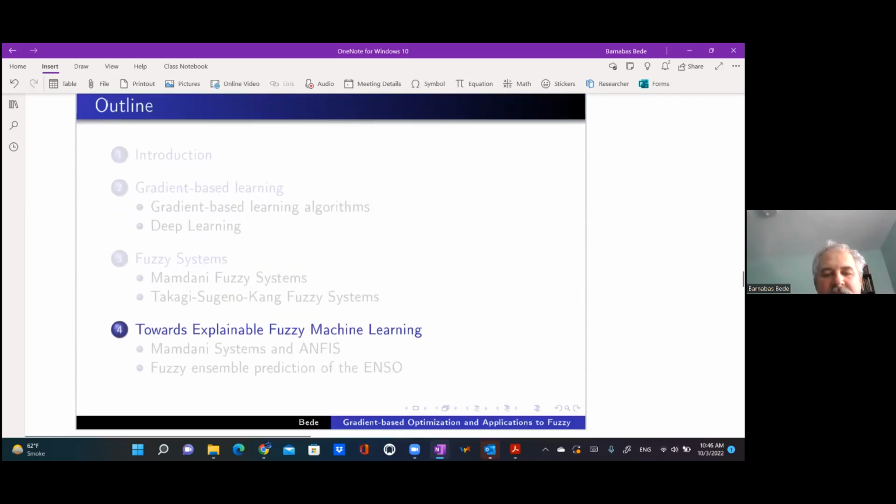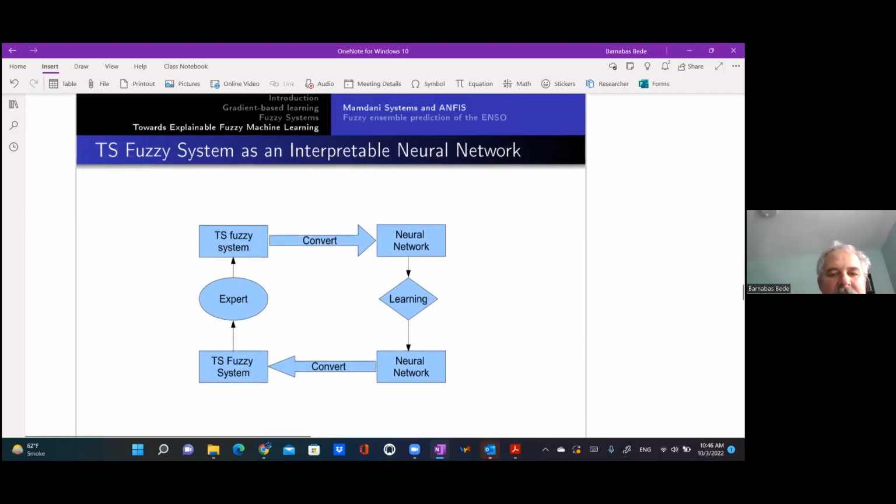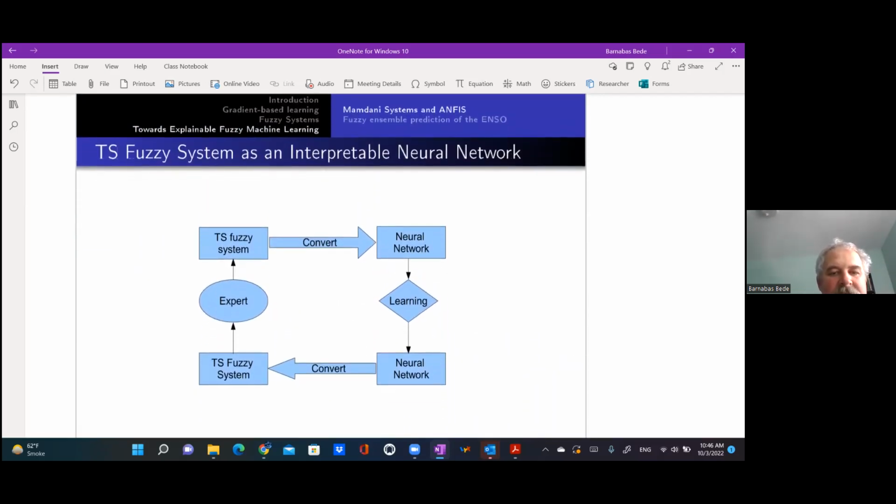So this conversion allows you to convert the Takagi-Sugeno system back to a neural network and apply learning algorithms, deep learning, for example, and continue this. And basically the duality between the interpretable part and the non-interpretable learning is there. What is the problem with this? Takagi-Sugeno fuzzy systems are only halfway interpretable.